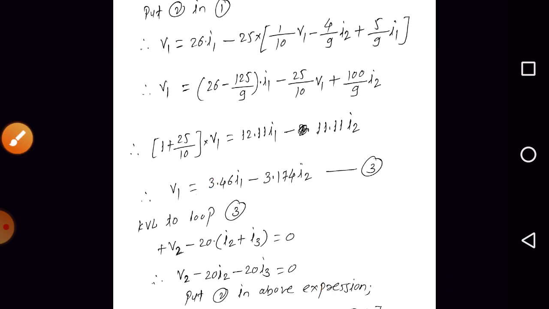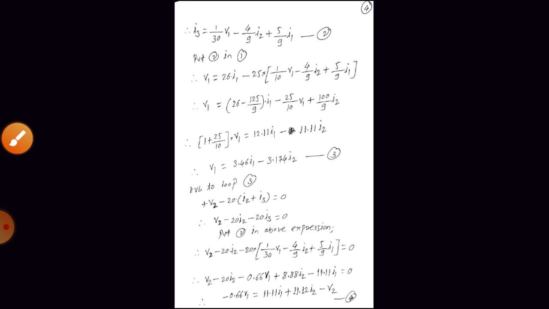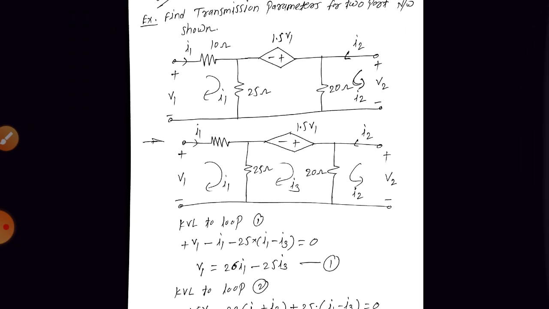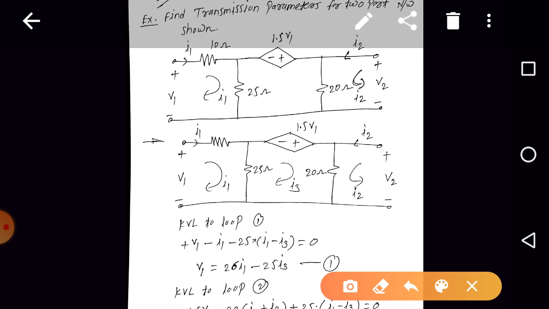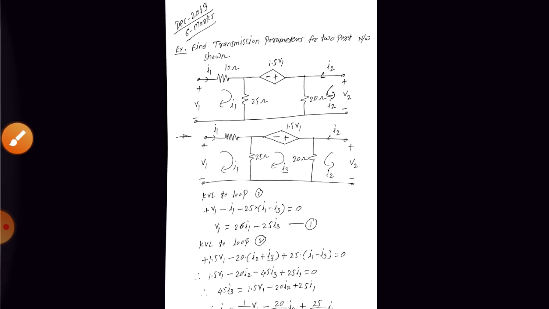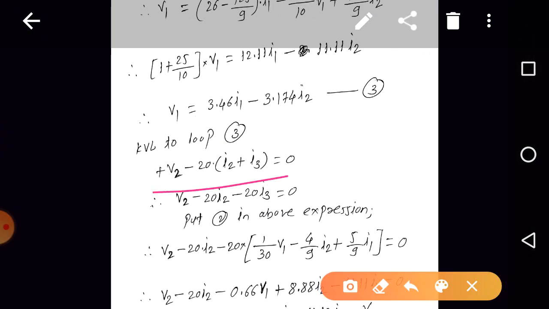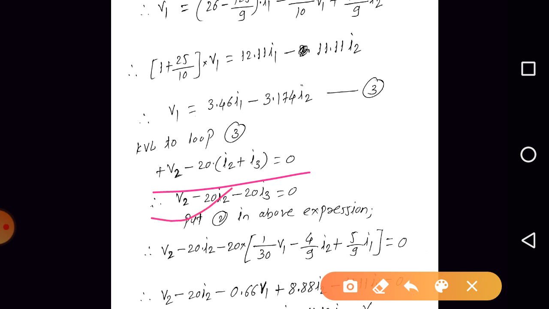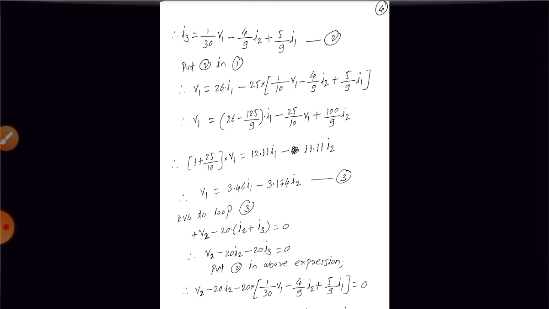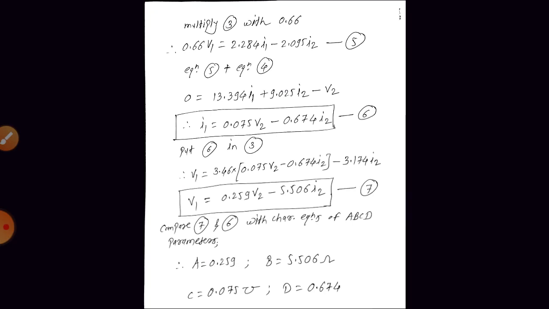Next, apply KVL to loop 3. We get plus V2 minus 20 into (I2 plus I3). So it is like this. Further we can write it as V2 minus 20 I2 minus 20 I3 is equal to 0. Put equation 2 in the above expression, and we get an expression with V1, I1, I2 and V2 terms. Consider it as equation 4.